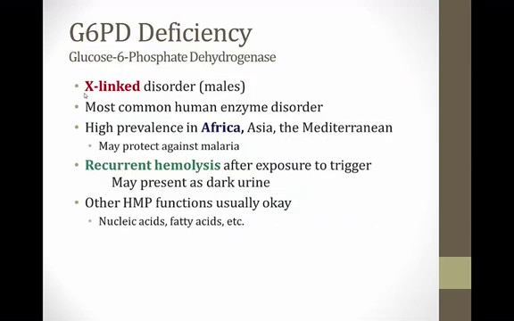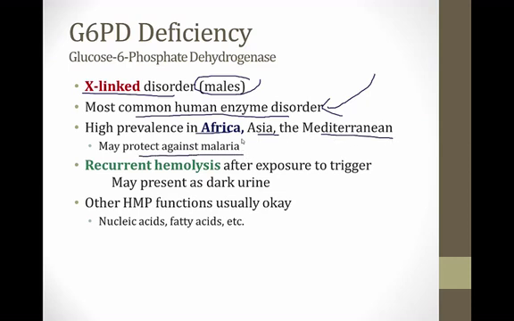G6PD deficiency is an X-linked disorder, so in a board question it's always going to be in a male. It's the most common human enzyme disorder, and this makes this a very high-yield subject for step 1 of your boards, also all your steps and the internal medicine boards as well. There's a high prevalence of the G6PD deficiency in Africa and also in Asia and the Mediterranean. There are data suggesting that deficiency of this enzyme may be protective against malaria, and that may be why it's common in places where malaria is also common.